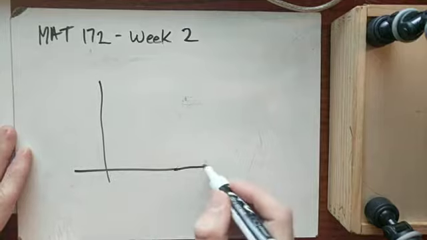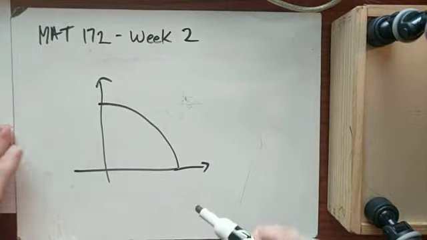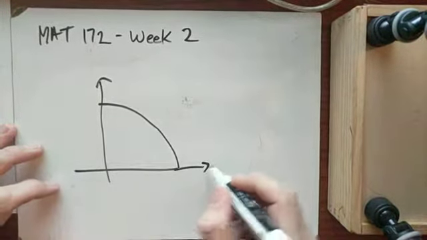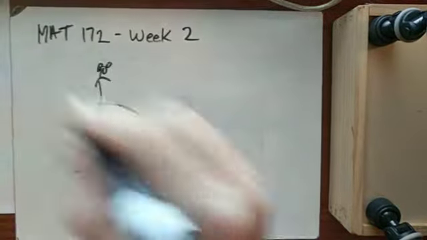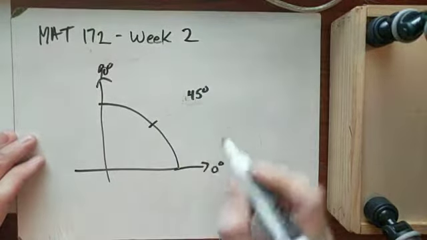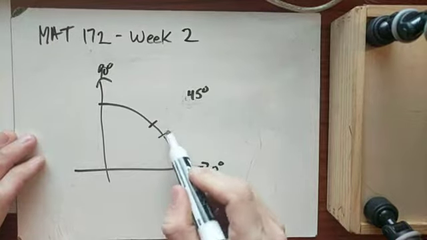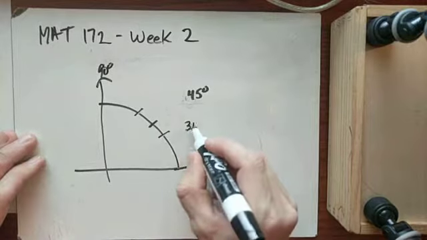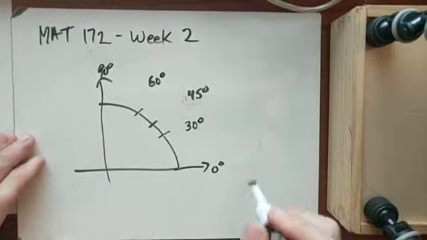The first thing we're going to do this week is just look at the first quadrant, at least in this video. So the first quadrant of the circle looks like this, and the angles go like this. You have 0 degrees here and 90 degrees up here. Half of 90 is 45, and then a third of the way and 2/3 of the way, so 1/3 of 90 is 30 degrees and 2/3 is 60 degrees. So those are the angles.